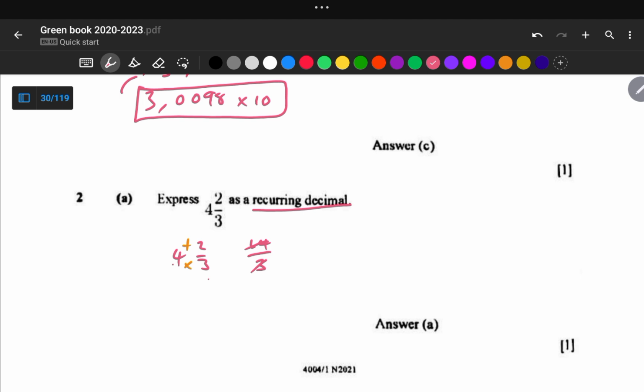3 into 14, it is what? 4. Remember 2 and carry 0. So 3 into 20 gives us what? 6. Remember 2. And 3 into 20 again, it is 6. And 3 into 20, it is 6. So our final answer is 4.6. Put a dot here to represent a recurring decimal. So here is our final answer for this part A of question number 2.